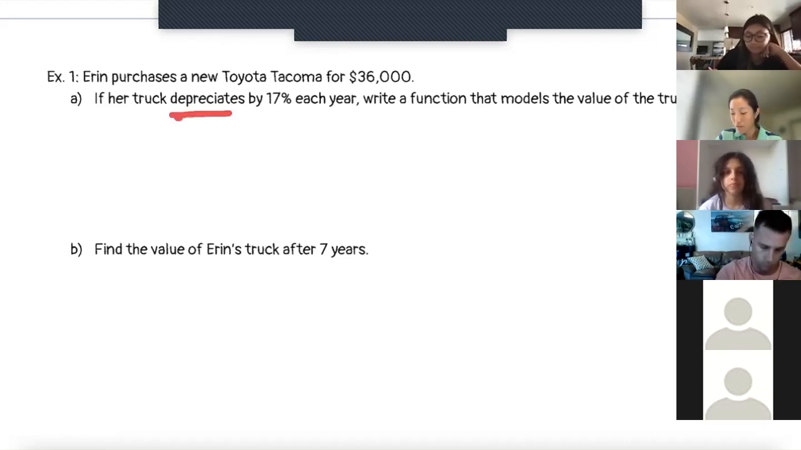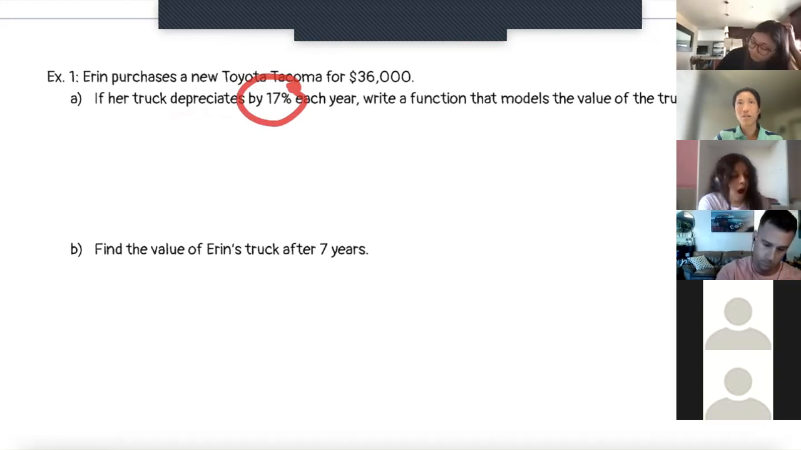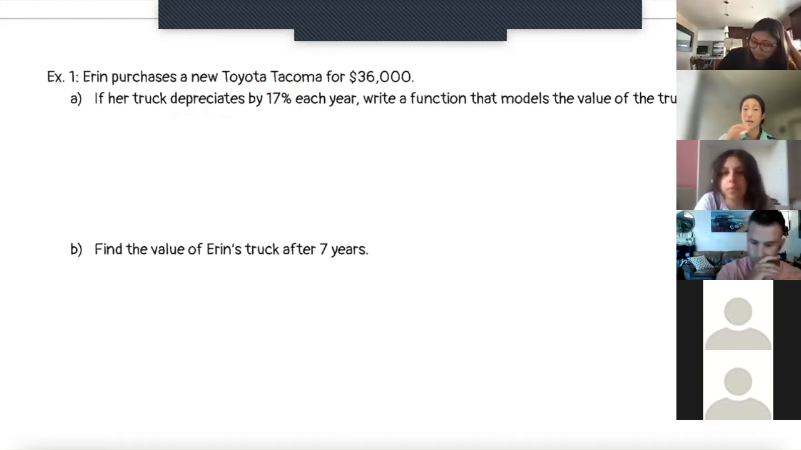So most cars or trucks have a depreciation value. That is something you can look up before you actually purchase a car. You can say, how much does this car lose every single year? In other words, what are other people going to pay for it if I decide I want to sell this car at some point? And I looked this up. Turns out that the Toyota Tacoma depreciates by about 17% every year. That means $36,000 is how much you paid, but in 1 year, you lose 17% of that value, okay?